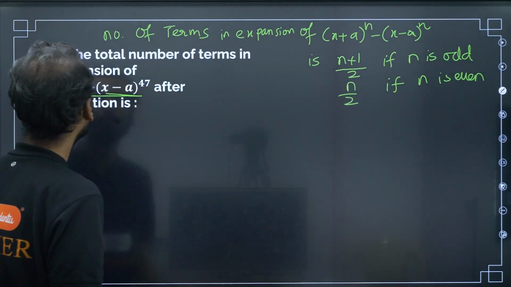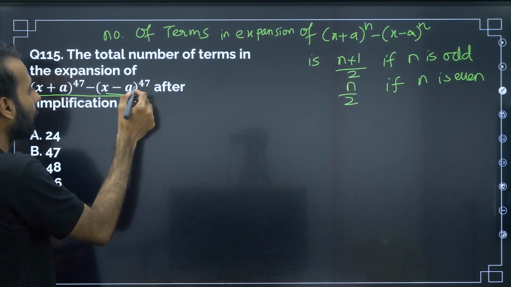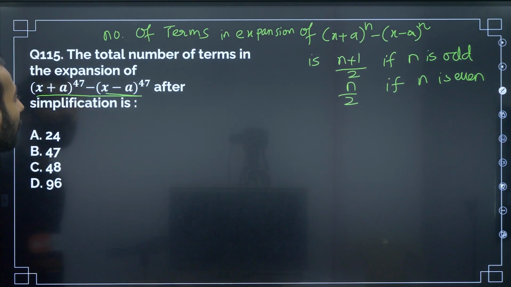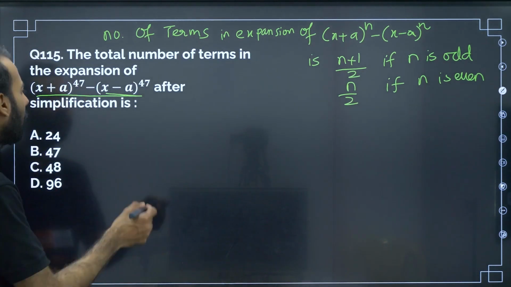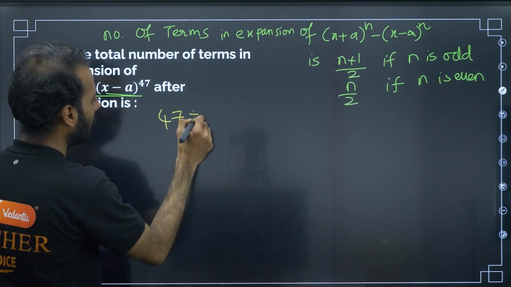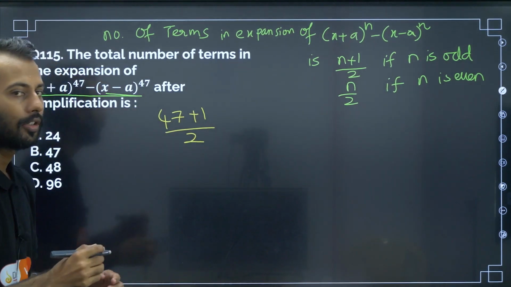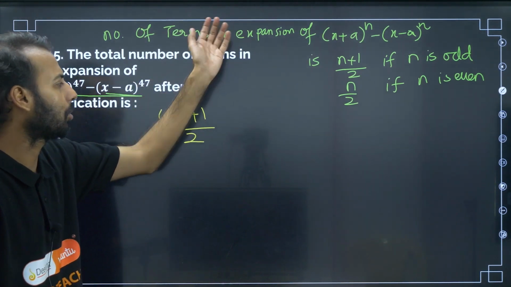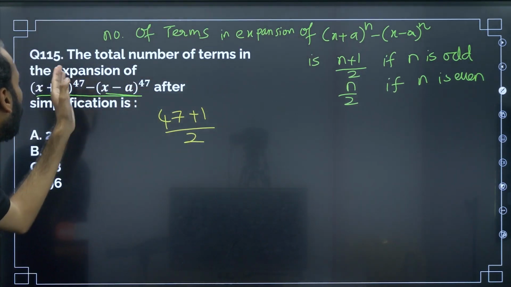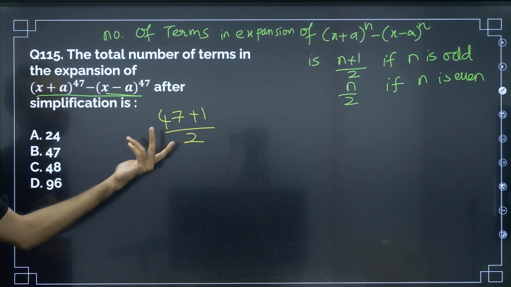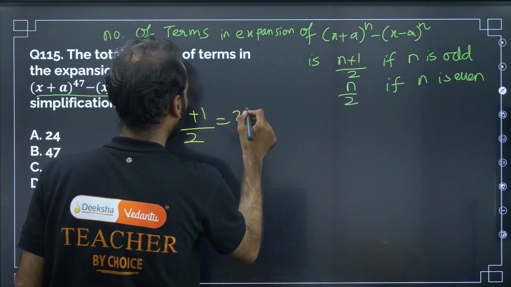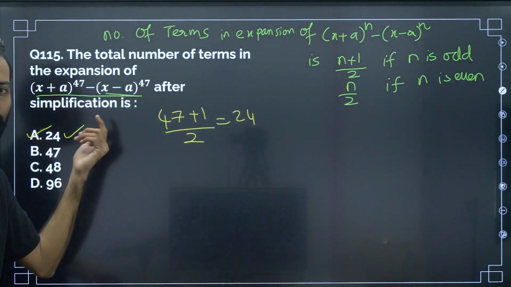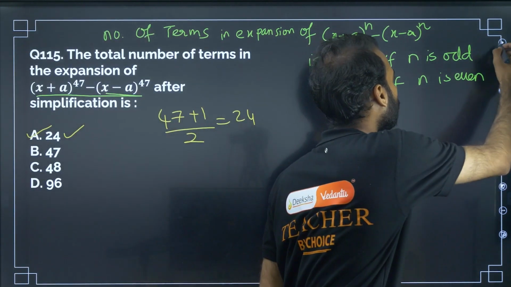Now if you observe x plus a power n minus x minus a power n, what happens? N plus 1 by 2 if n is odd. If I see here, yes, it is odd. So n plus 1 is 47 plus 1 by 2. If any student knows this concept, the moment he sees this question, 47 plus 1 by 2, 24 is the answer. Simple. Only marking the answer takes time, not calculation. Calculation is 2 seconds. So it is a 2 second question.